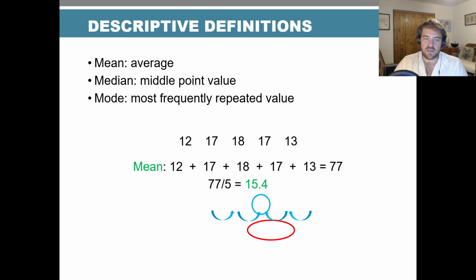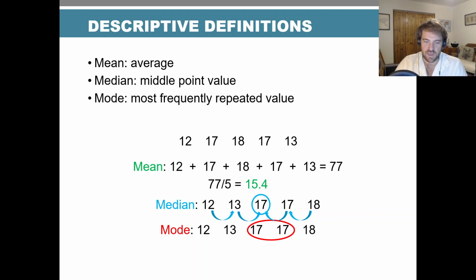If you want to look at the middle value, again, you put them in order, and you look for the value that's in the middle. In this case, the median is 17. When we're looking for the mode, we're looking for the number that occurs most often, which again is 17. Just count them up, right? Everything occurs once except for 17, which occurs twice. So the mean is 15.4, the median is 17, the mode is 17.